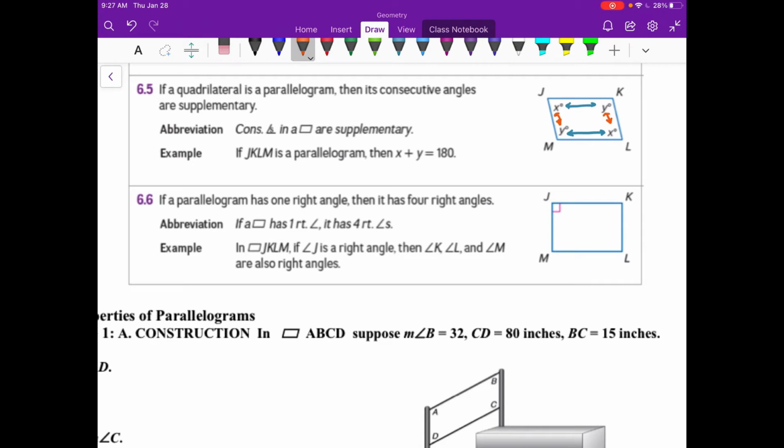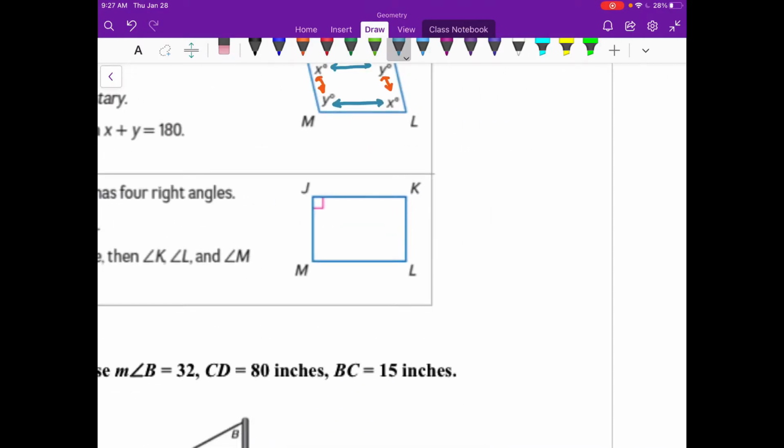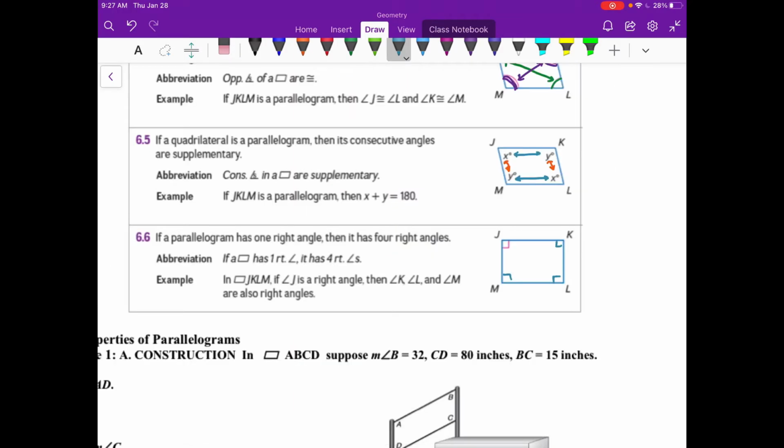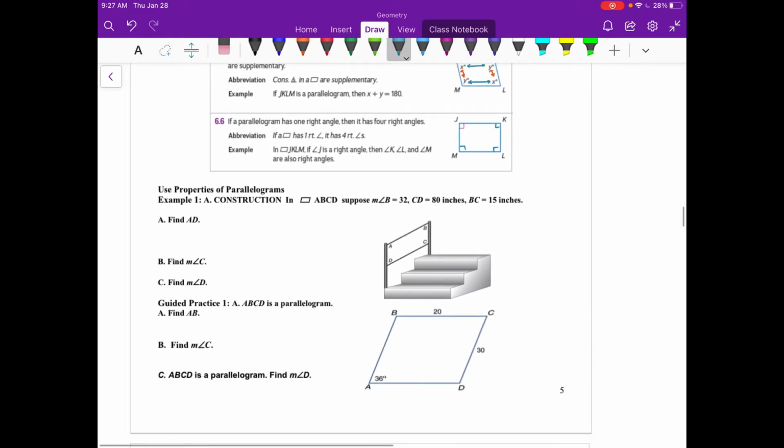Next, 6.6, if a parallelogram has one right angle, then it has four right angles. So in this parallelogram, we're told that angle J is a right angle, which means this angle is also a right angle, this angle is also a right angle, and this angle is also a right angle. Cool. So those are our theorems. Moving on to some examples.